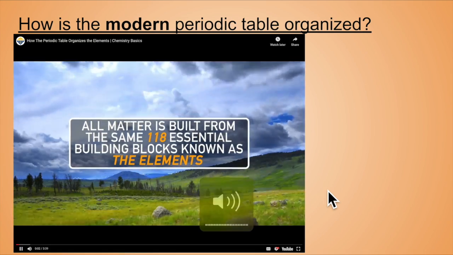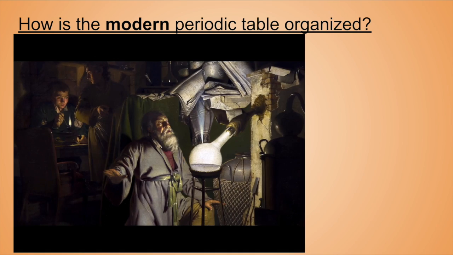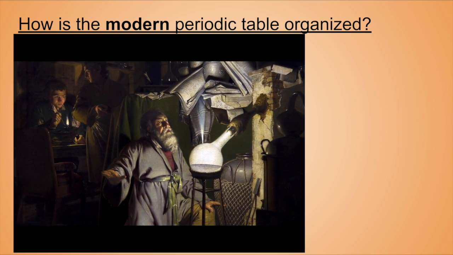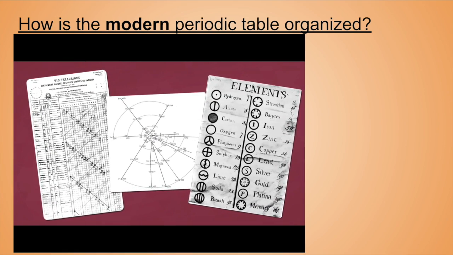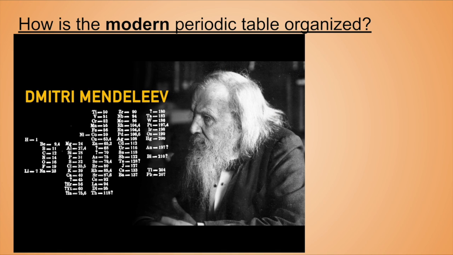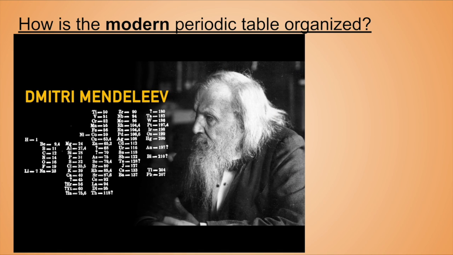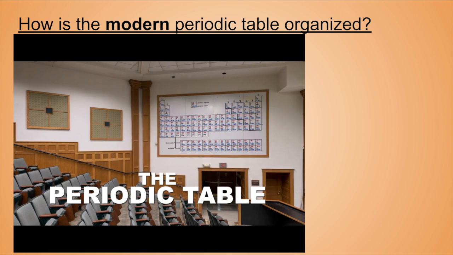All matter is built from 118 essential building blocks known as the elements, and throughout history, many people were set on a path of elemental discovery, while others attempted to create useful ways of organizing them. But it wasn't until 1869 that legendary Russian scientist Dmitry Mendeleev developed an elegant and very useful method, which would later evolve into one of science's most brilliant icons, the periodic table.